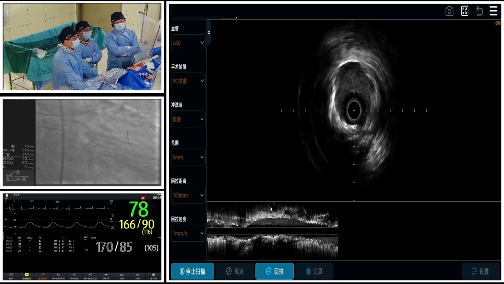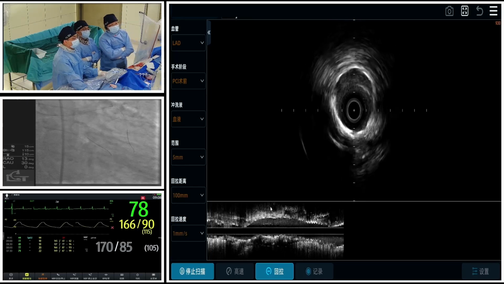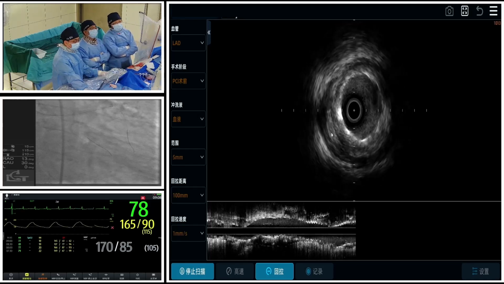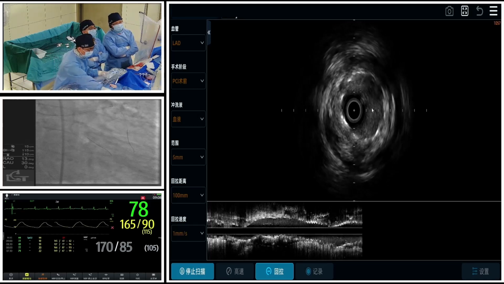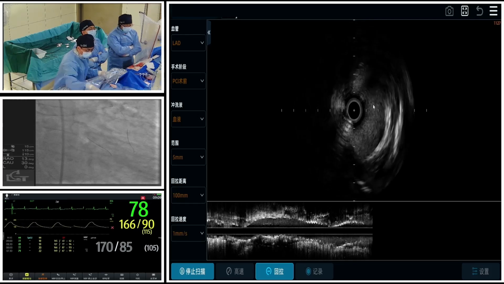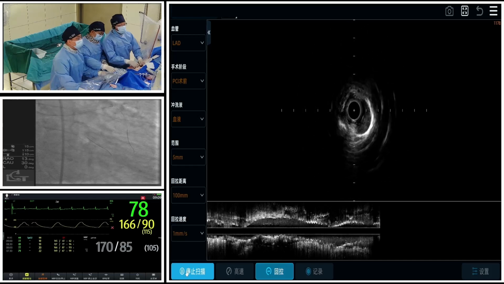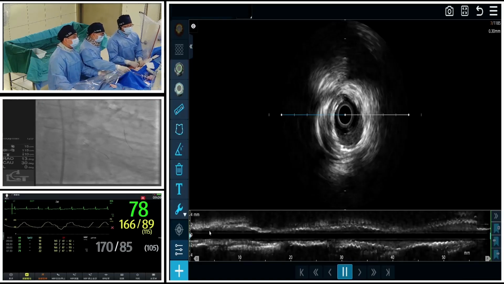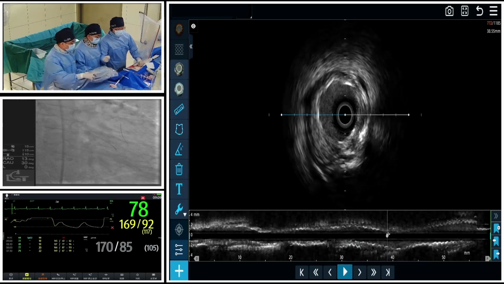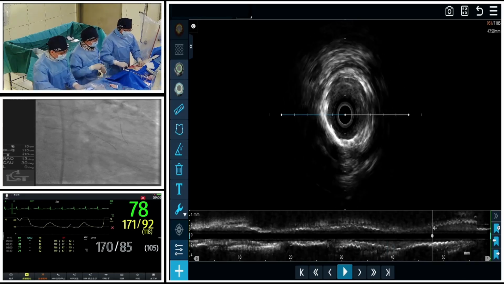And also we can see the wire from the circumflex is joining into the main vessel. This is a relatively good demonstration. Okay, I think we are good. So I think we could do POT first, using a relatively larger balloon.